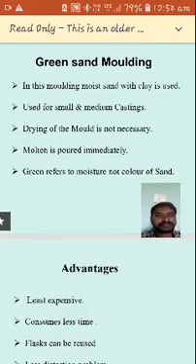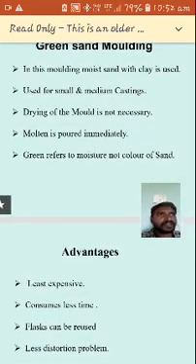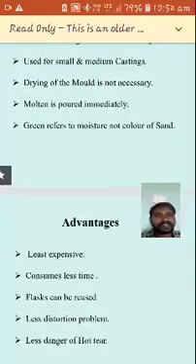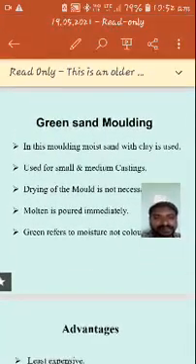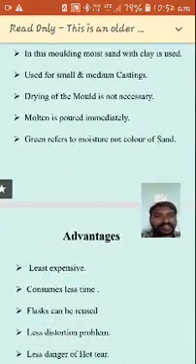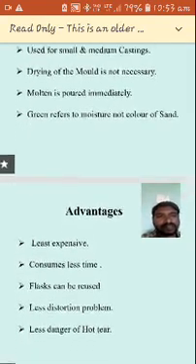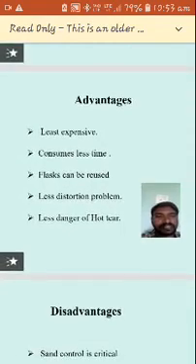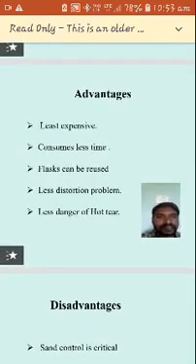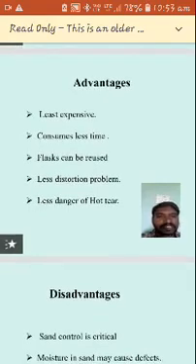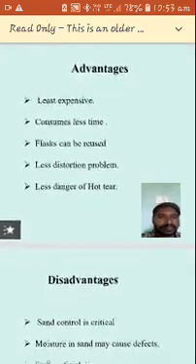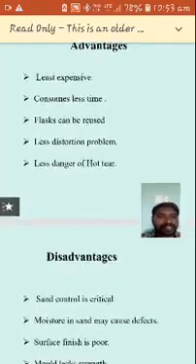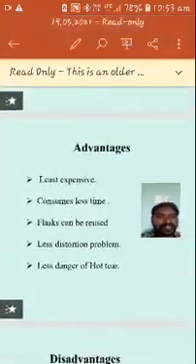Molten metal is poured immediately after completing the molding process. The metal is melted in the furnace, and that melted metal is poured directly into the mold cavity. The name green refers to the moisture, not the color of the sand. What are the advantages? It is the least expensive, consumes less time, and the flask can be reused. There are less distortion problems and less danger of hot tears.